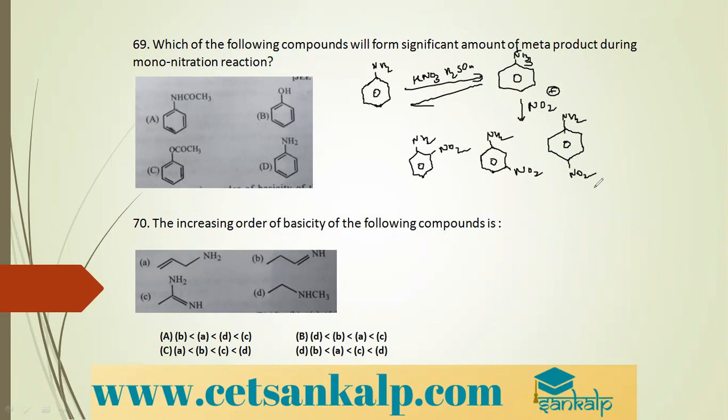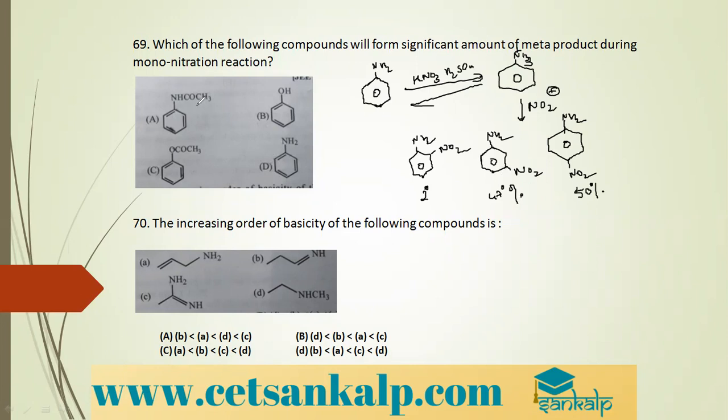We know this reaction. At the para position, the yield is 51%, least steric hindrance. You expect aniline, being an electron releasing group, to give ortho and para, but we get meta product also. Ortho product is only 2% and the remaining is meta product. So we form a significant amount of meta product during mononitration. So which one will form it? It is aniline.